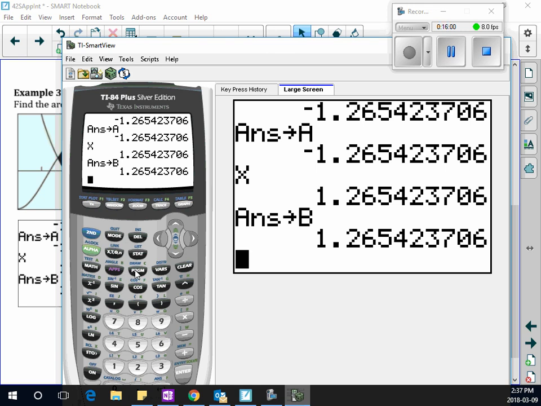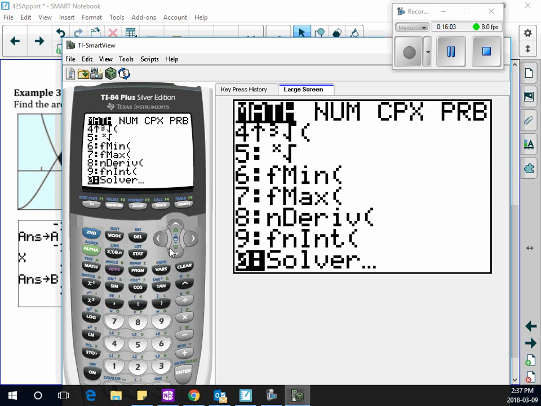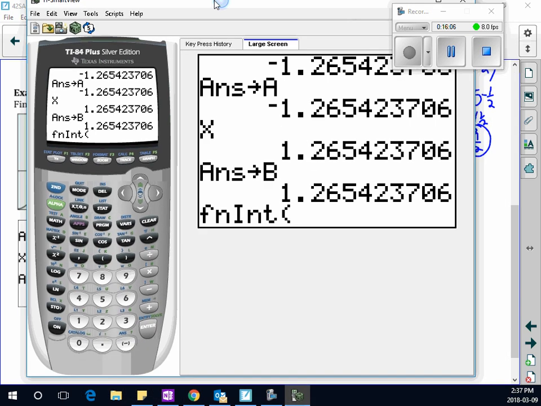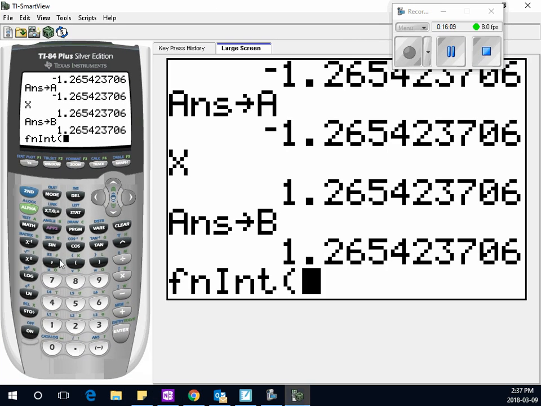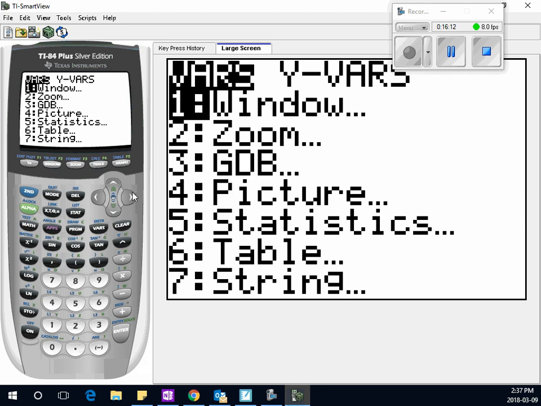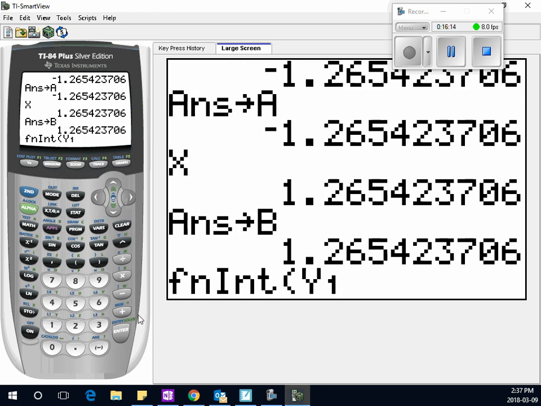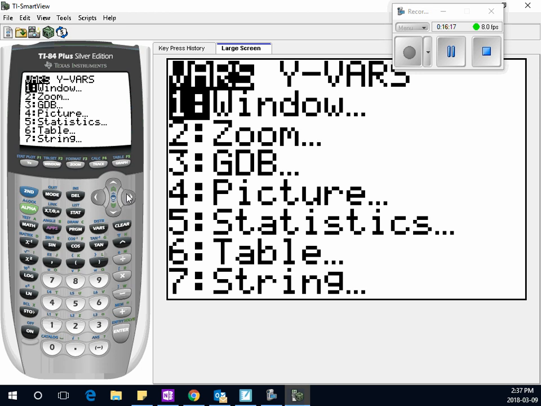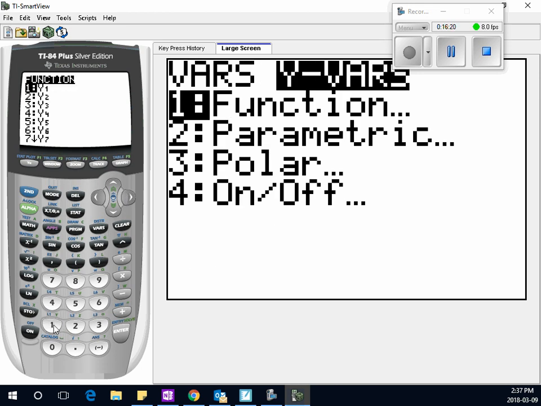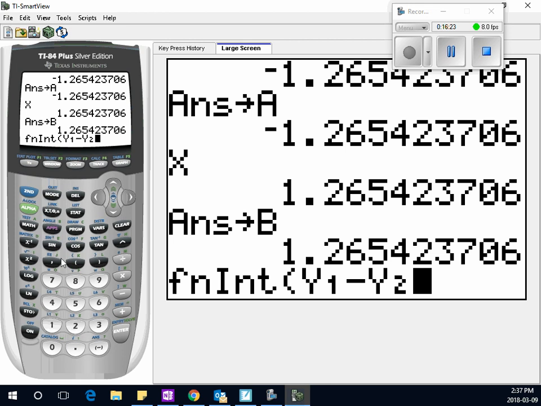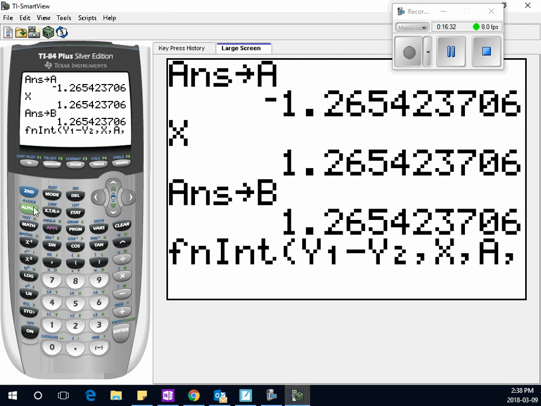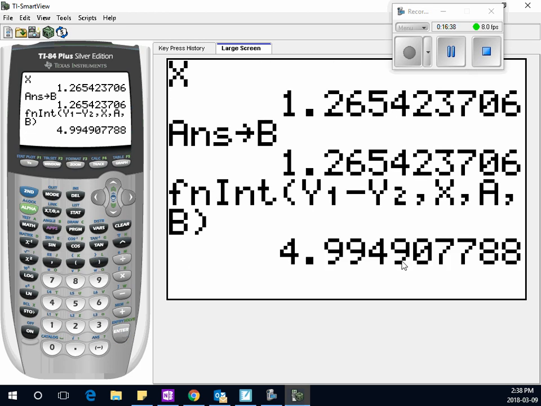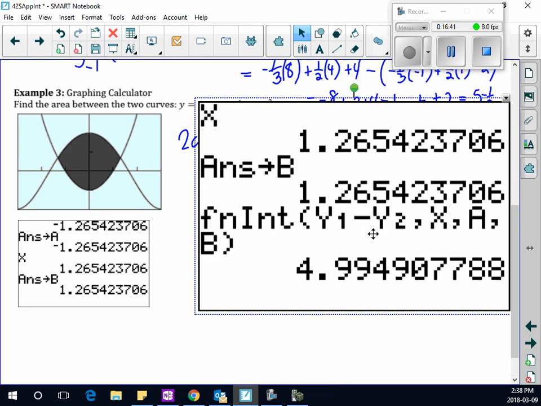So this is going to be math 9, and this is going to be vars, y vars function, y1 subtract vars, y vars, y2, comma, x, comma. Remember, we're going from the lower bound, so that is my a, comma, my upper bound is my b. There we go. Is that what you got? All on the calculator, yeah.